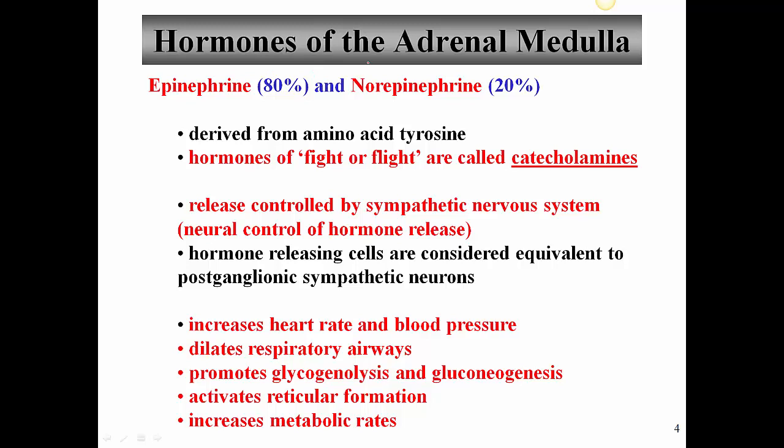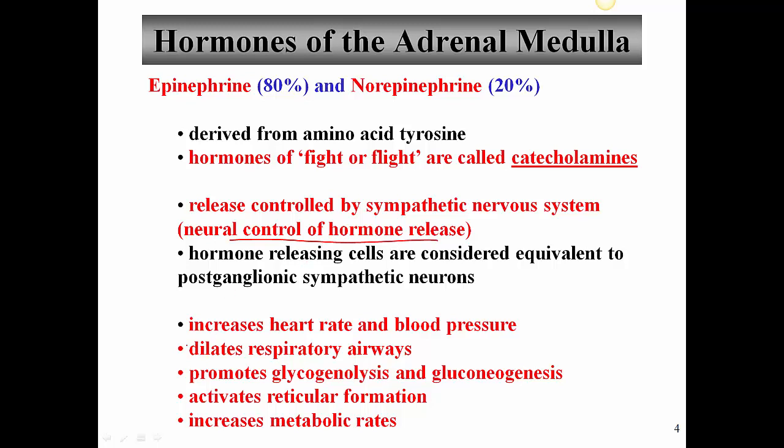Let's begin talking about the hormones of the adrenal medulla. The hormones include epinephrine and norepinephrine. About 80% of the secretions from the adrenal medulla are epinephrine, about 20% are norepinephrine. Both of these hormones are derived from the amino acid tyrosine, and they are called catecholamines. So this is an important word for you to remember. Not surprisingly, both of these hormones are part of the fight or flight response, which makes sense when we think that it takes a preganglionic sympathetic neuron to cause the release of these hormones. And once again, remember, this is a neural control of hormone release, since we have a neuron stimulating the release of a hormone.